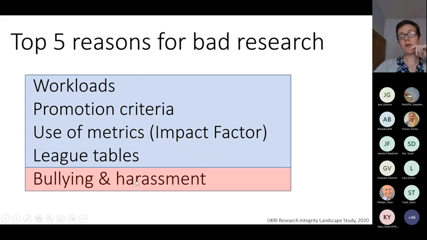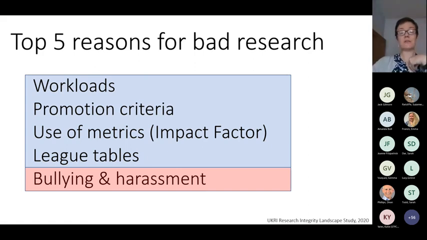If you feel bullied or harassed at work, you might do some sloppy research and try to get it published. This should be illegal, right? The other 4 are the way we define how a university works. These are things we put upon ourselves: high workloads, promotion criteria that don't reward rigor, metrics like impact factor, ignoring what DORA says, and fighting to move up league tables rather than fighting to produce excellent research about cancer biology.